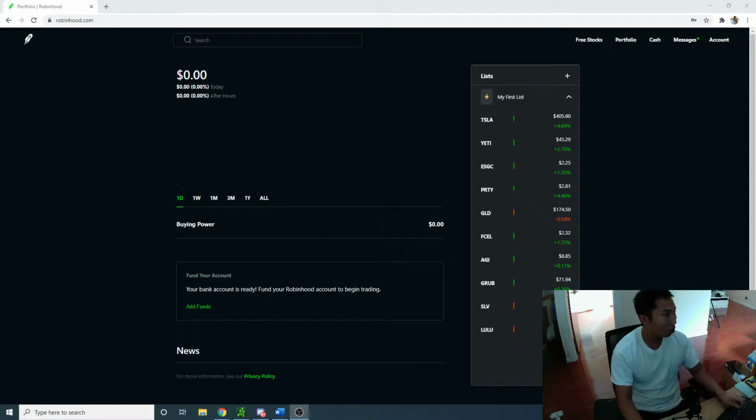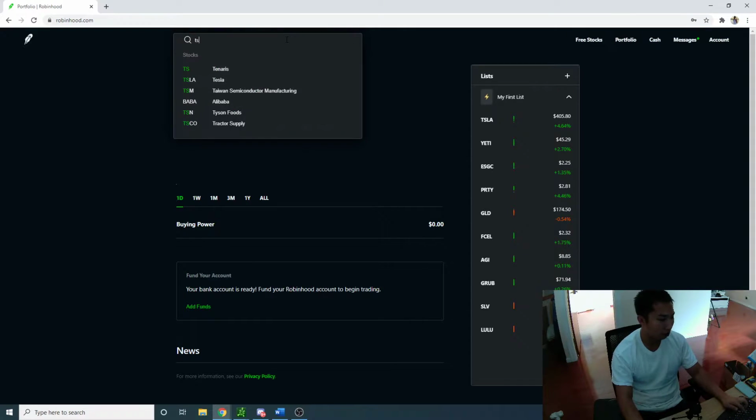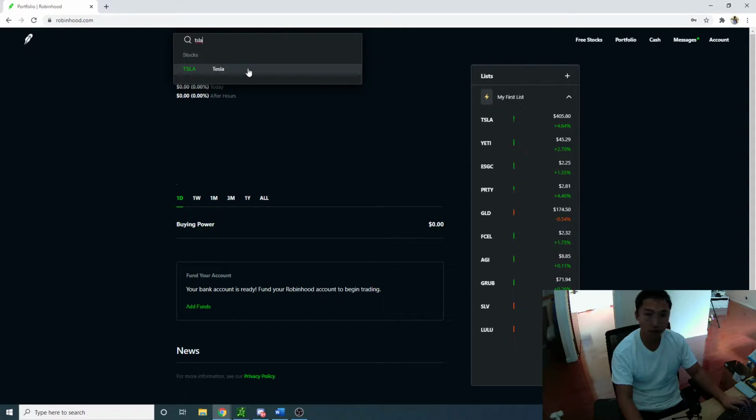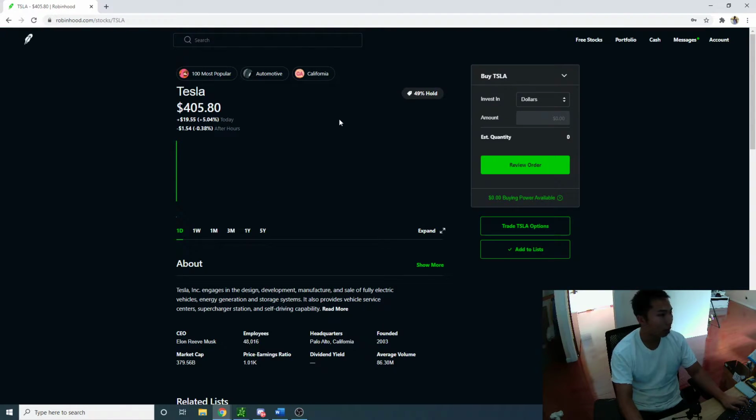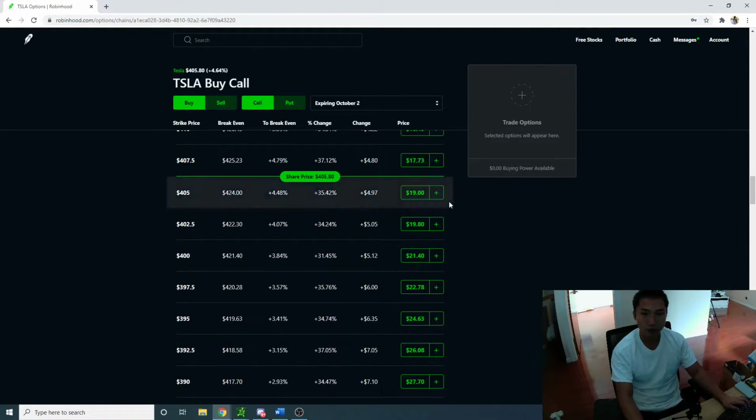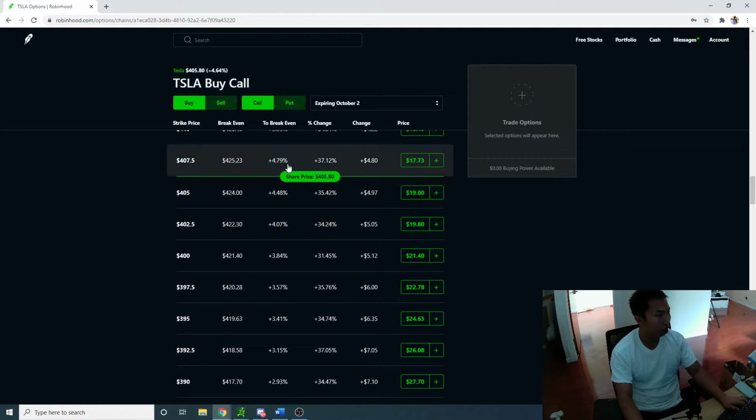So let's go to Tesla, since a lot of people love Tesla. So we type in Tesla, go to Tesla. And once you get to this page, I think on the app, it will say trade. And then you click trade, and then it will say options. You click options, and we will be brought to this page.